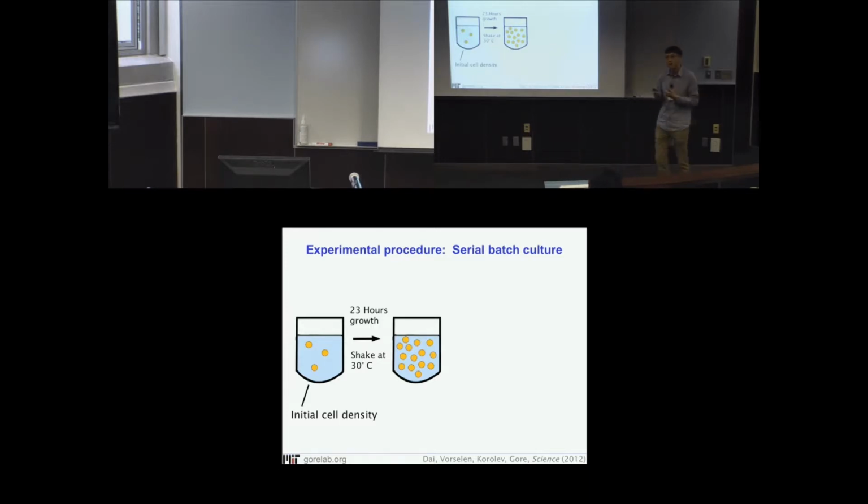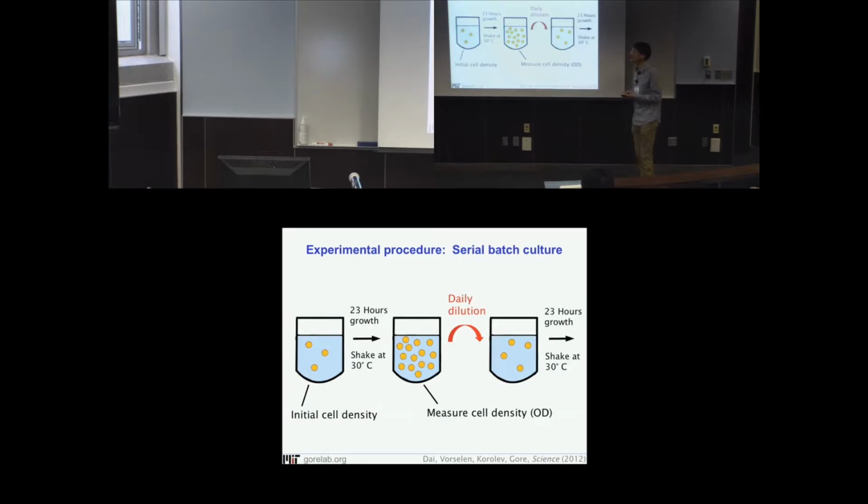Now, at the end of the day, what we can do is measure the cell density by looking at the optical density of that media. Then what we do is dilute by some amount, a daily dilution, where we transfer only a small fraction of the cells to fresh media, fresh sucrose, for example. And we repeat this procedure for a week or two.